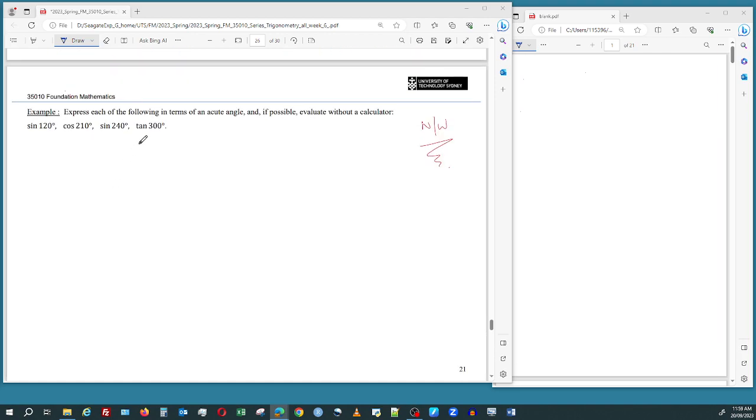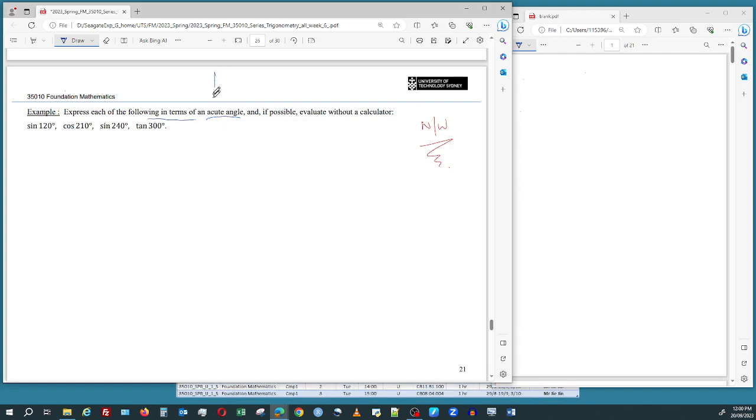So, express each of the following in terms of an acute angle. So in our diminishing triangles, let's do a few of them. We have this kind of thing going on, and so on and so forth. And so that represents all of the possibilities.